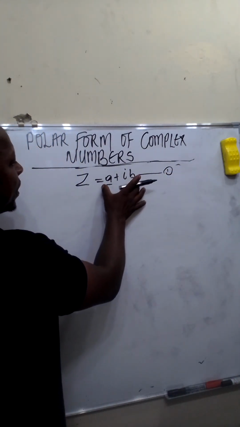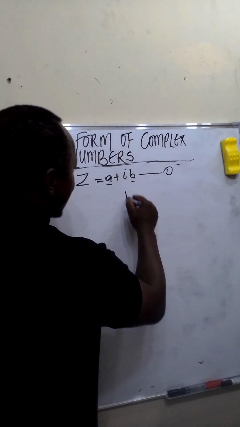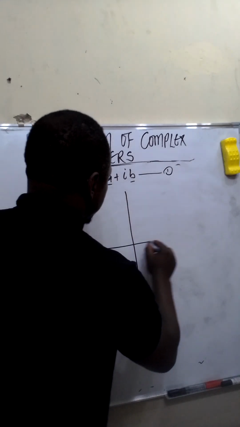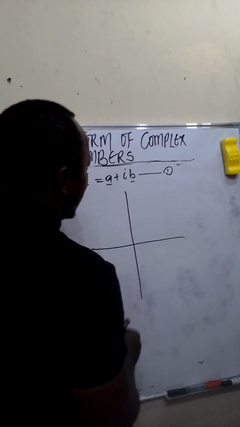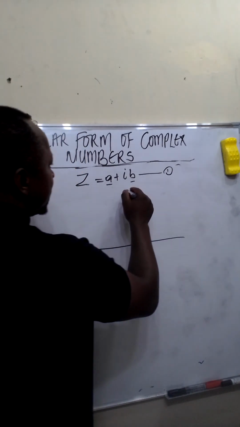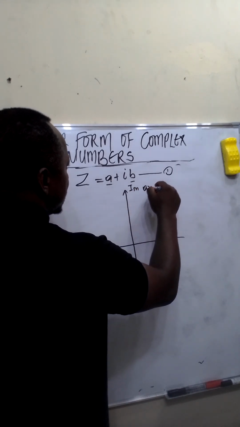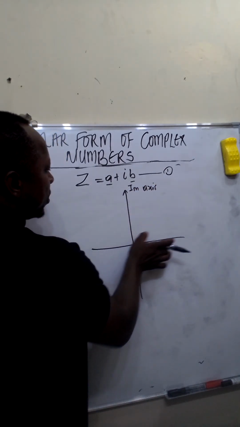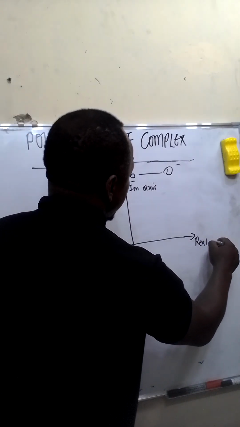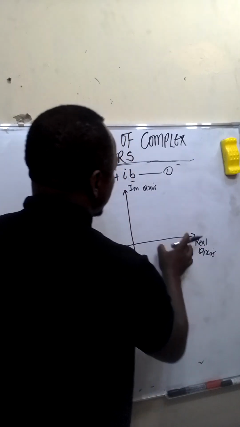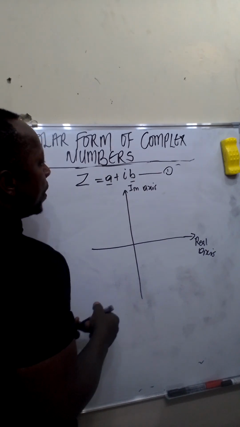The complex number can be represented on an Argand diagram. The Argand diagram looks like this. It has the vertical axis and the horizontal axis. The vertical axis is called the imaginary axis, while the horizontal axis is called the real axis. This is where you represent the real part. This is where you represent the imaginary part.